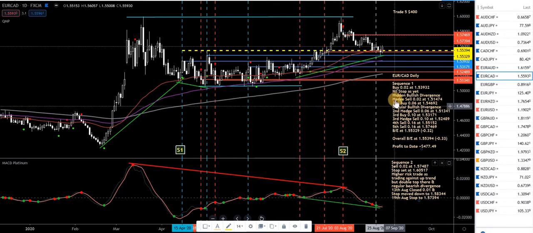So looking all right in Euro Cad. It's a pair I don't mind trading. Bit of a slow mover, so I'm quite happy to trade it.